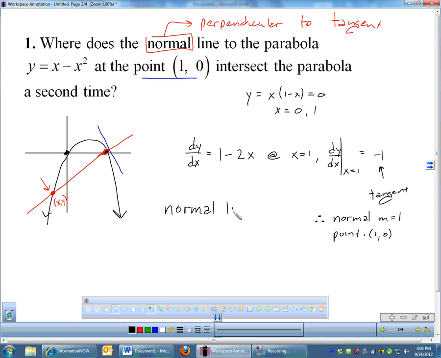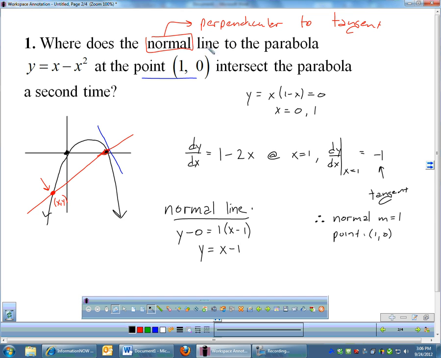My normal line, whoops, forgot the y, is y minus my y coordinate of 0 equals negative 1 times x minus, my slope, which is 1, times x minus 1. And that cleans up to simply y equals x minus 1. So there's my normal line, but it didn't ask what is the equation of the normal line.